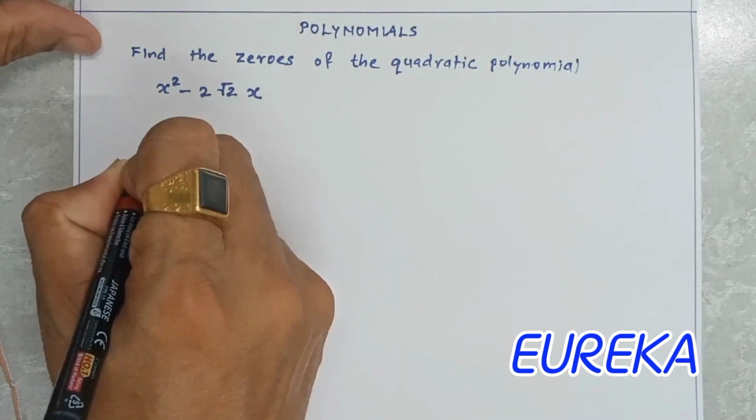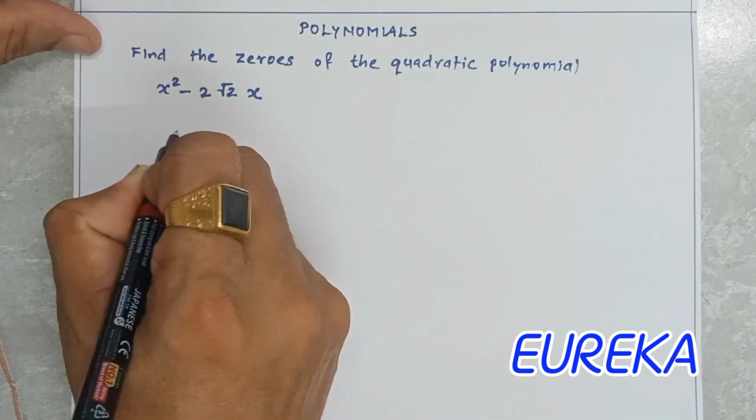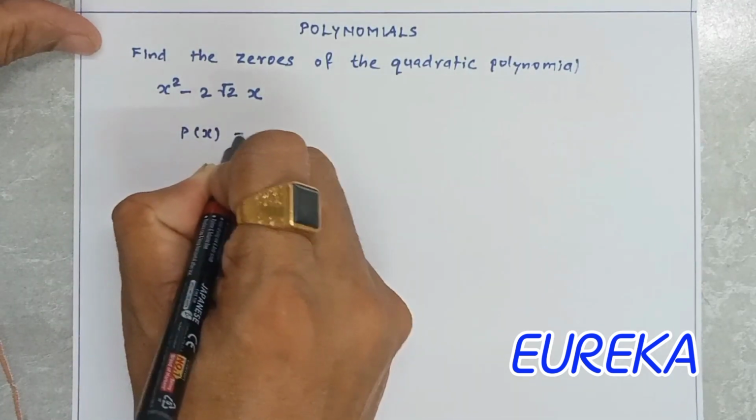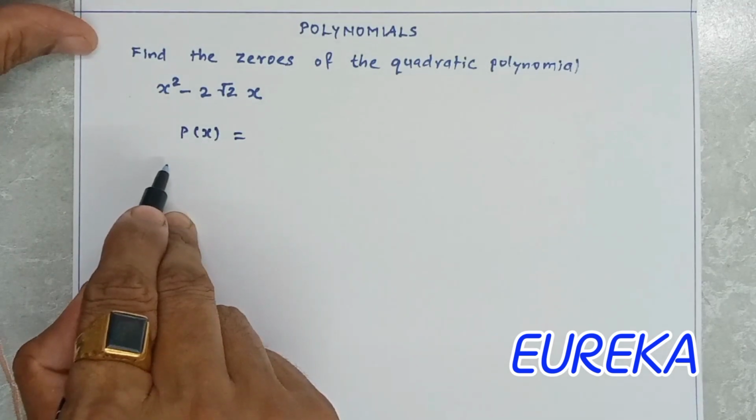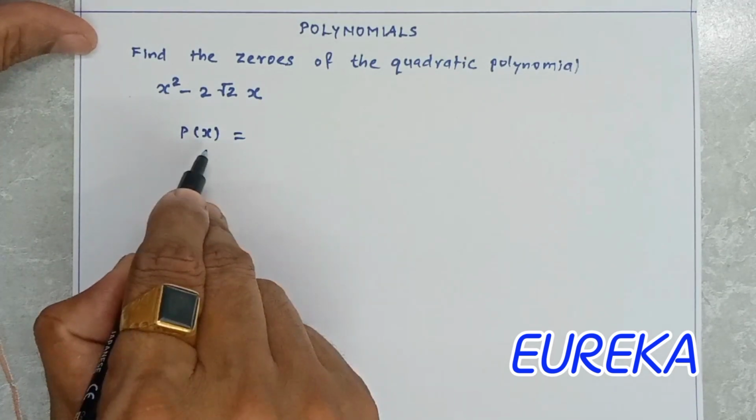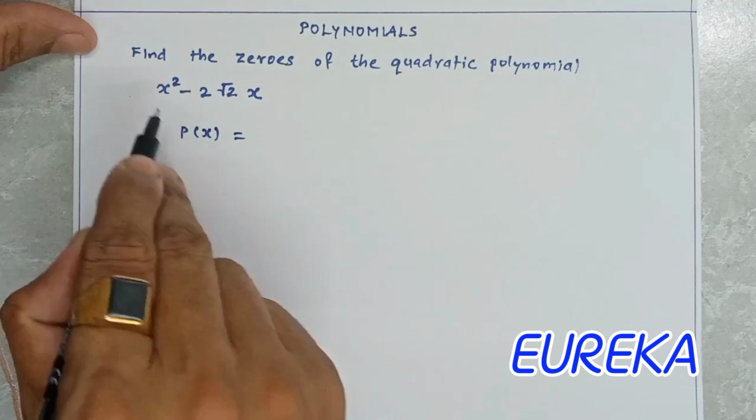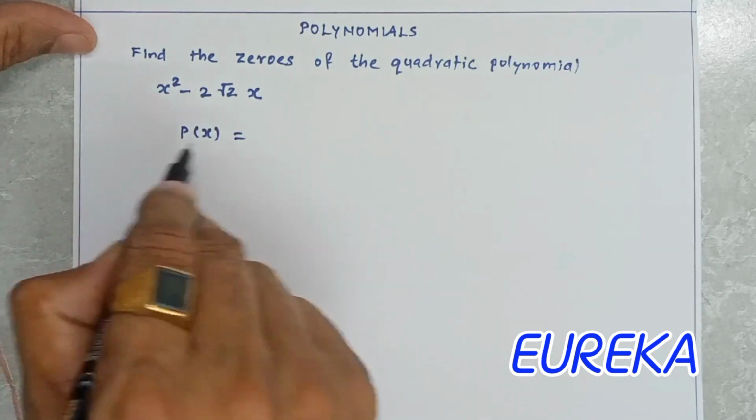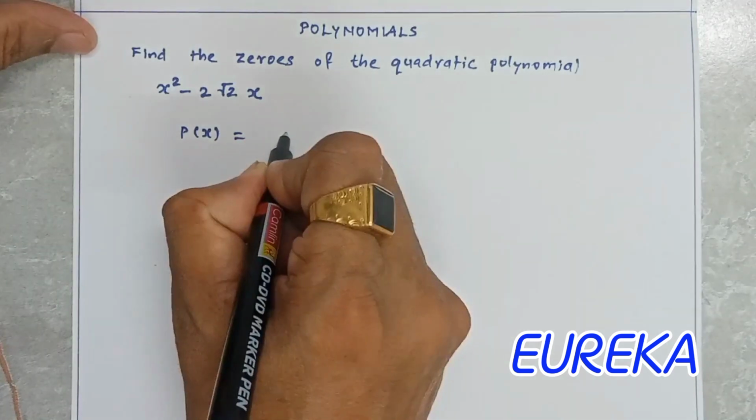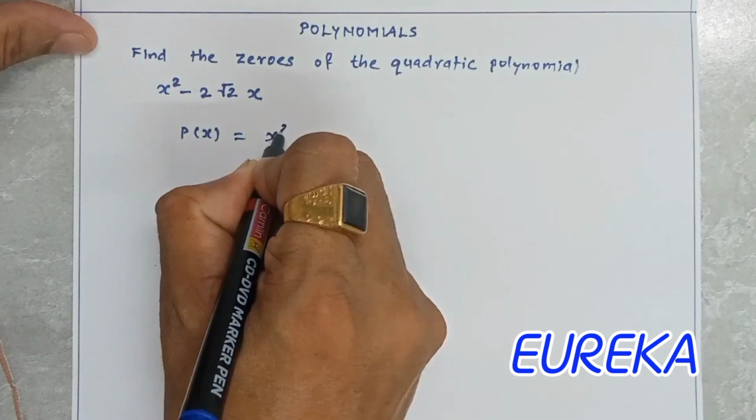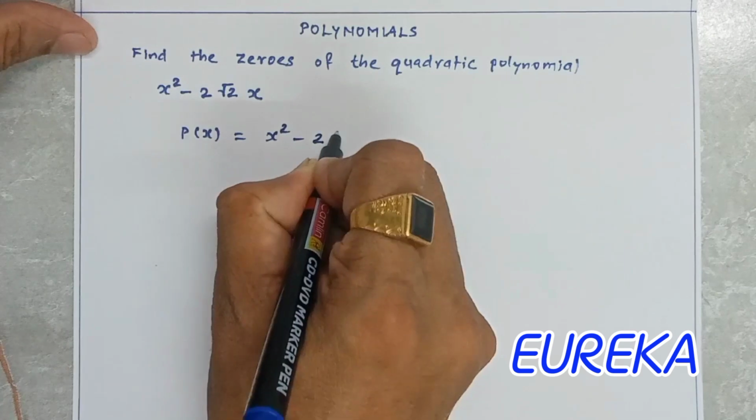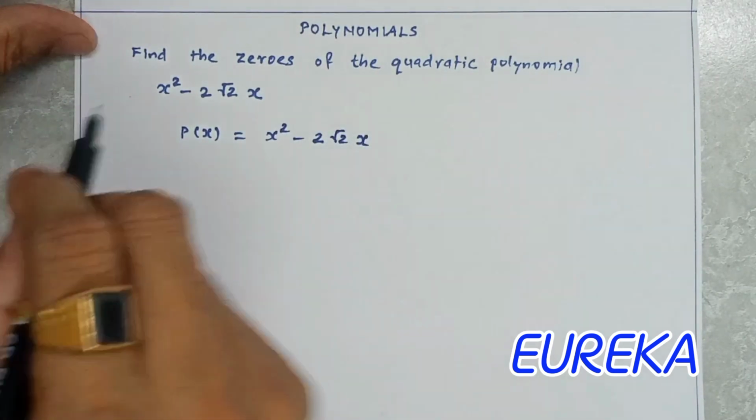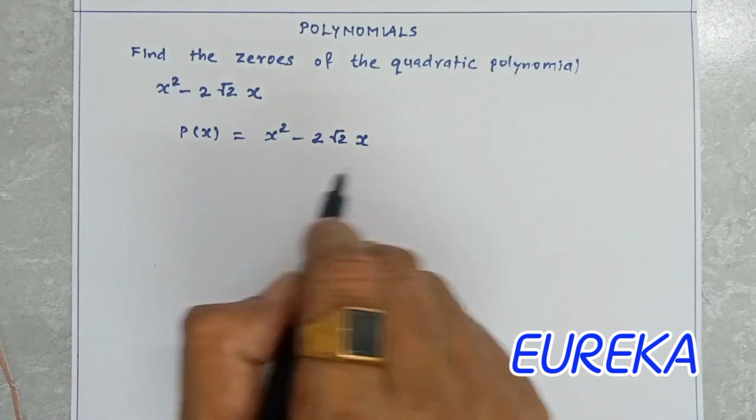Let's check. In the solution, we will first consider the polynomial as p of x. Now what does p mean? P means polynomial and x means variable x. This polynomial is in variable x, so that's why p of x. P of x equals x square minus 2 root 2 x. Is it very clear? Now we will factorize this.